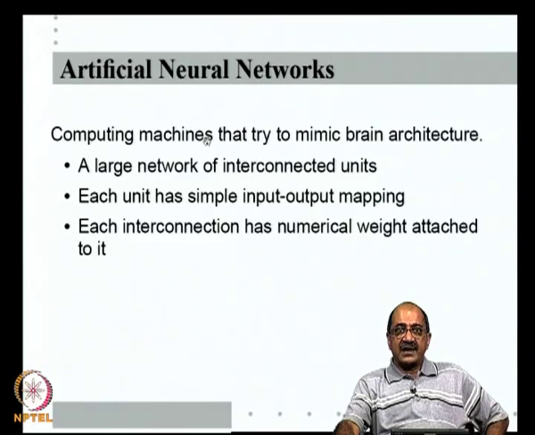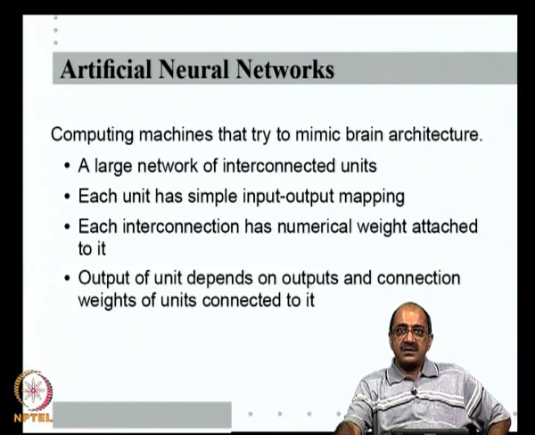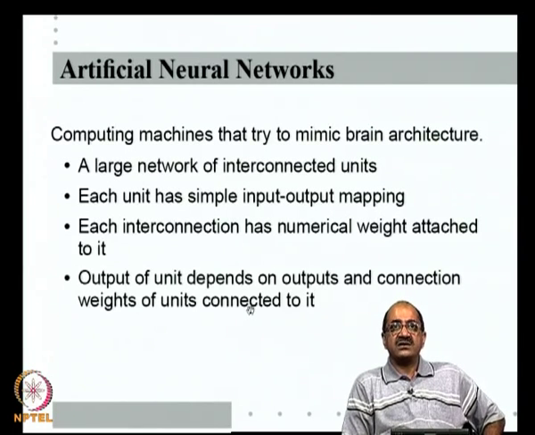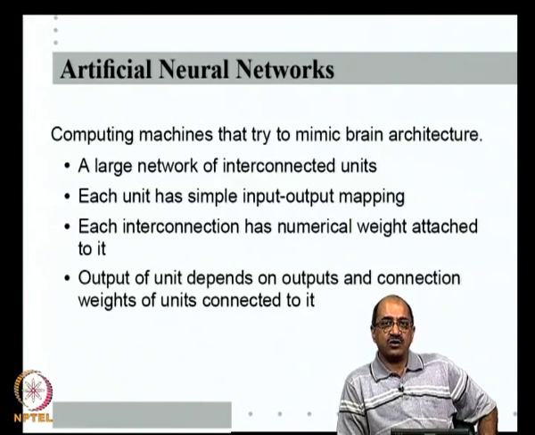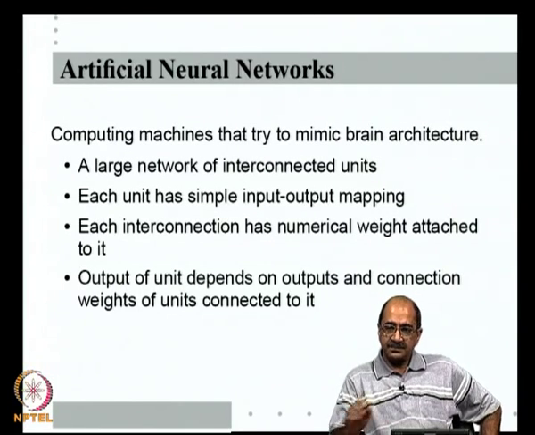They are interconnected, and each interconnection has a numerical weight attached to it. It is like the synaptic strength in real neural networks, and the output of a unit depends on the outputs and connection weights of units connected to it. Each unit receives inputs from many other units, and the output of any unit depends on both the outputs of the units that send their outputs to it, as well as the weights that connect those outputs to this unit.